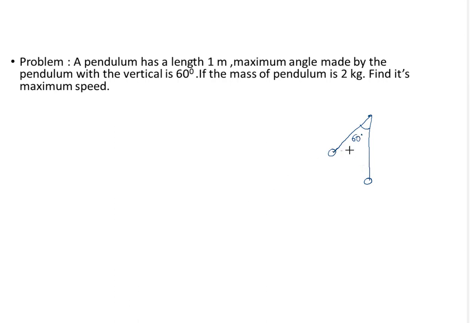Now let's look at it like this. It is asking me about the maximum speed. First figure out what is the point where we will have maximum speed. We will have maximum speed at the bottommost point. So at this point the speed of pendulum will be maximum. Let's say that speed is v. Now the second thing that I am going to do, I know that at the highest point, at this point, let's call it b, the speed of the pendulum is going to be 0.